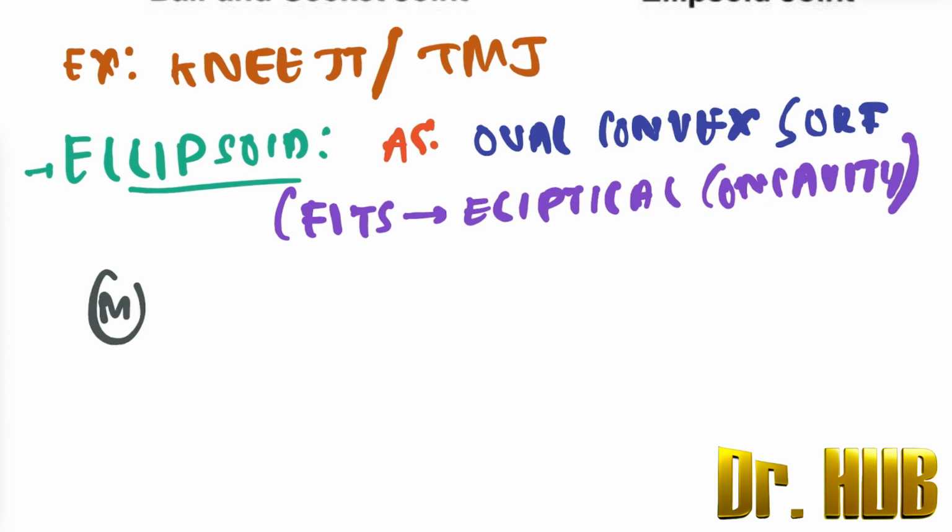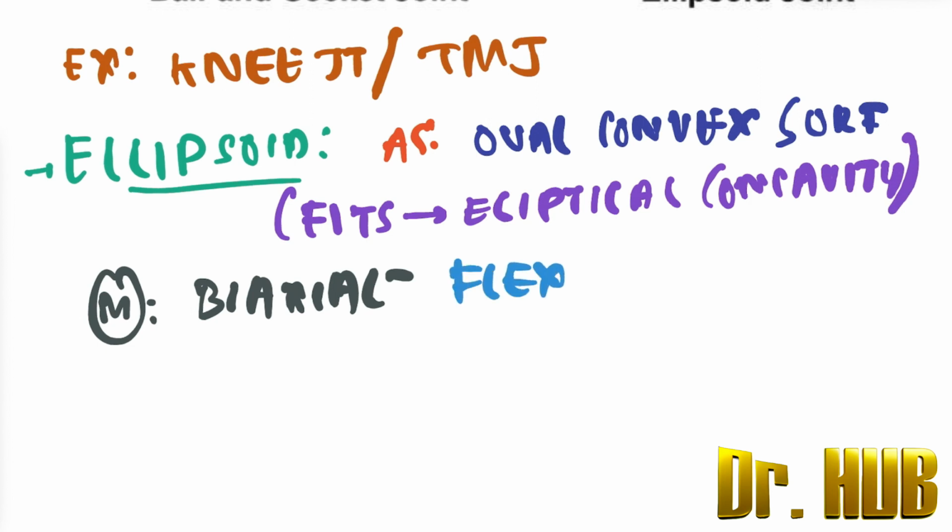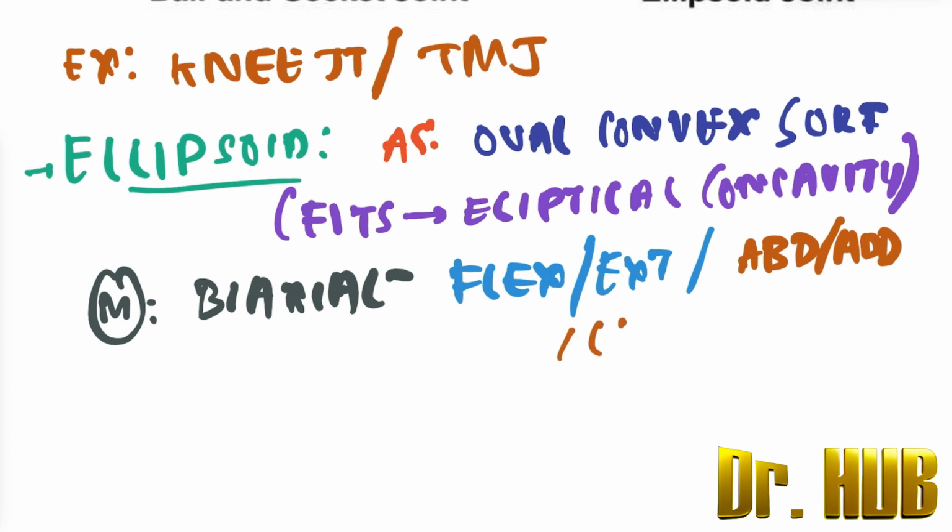So how is the movement in terms of the ellipsoid? The movement will be biaxial. What is meant by biaxial? Biaxial includes flexion as well as extension. There is also abduction and adduction, and there is circumduction as well.